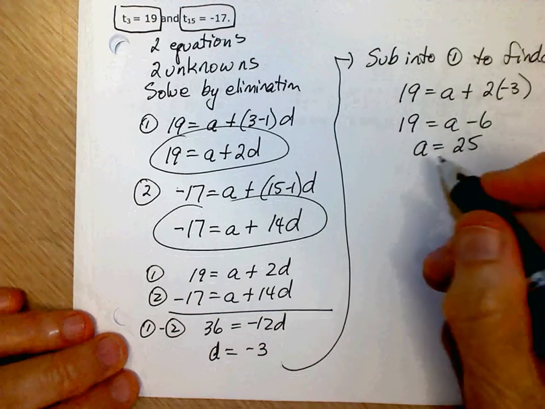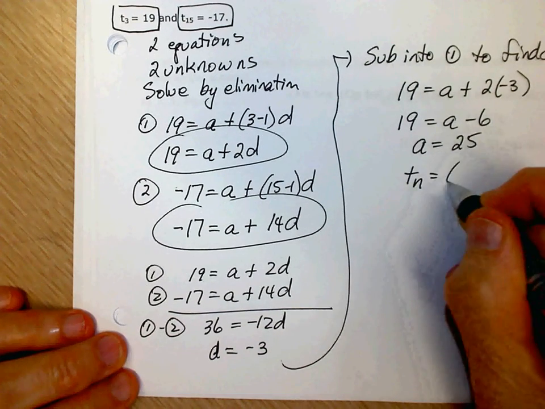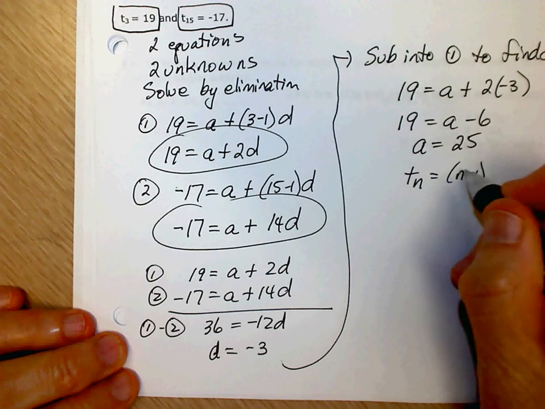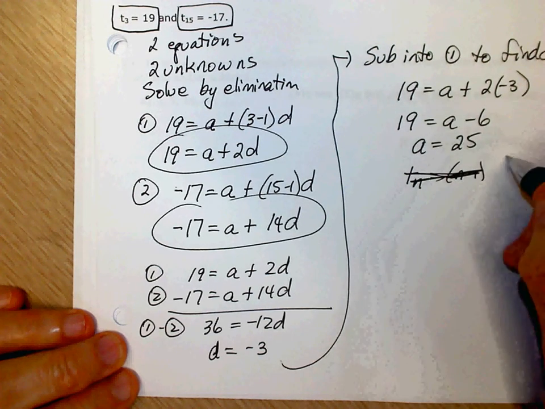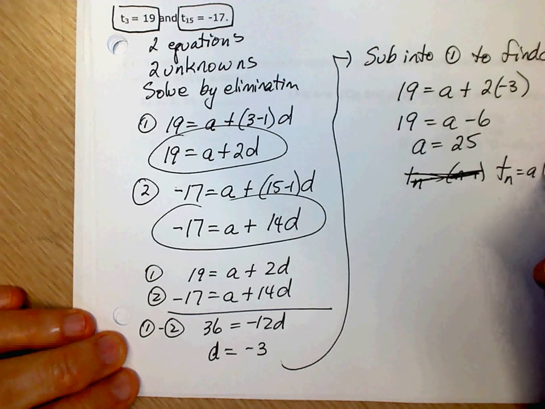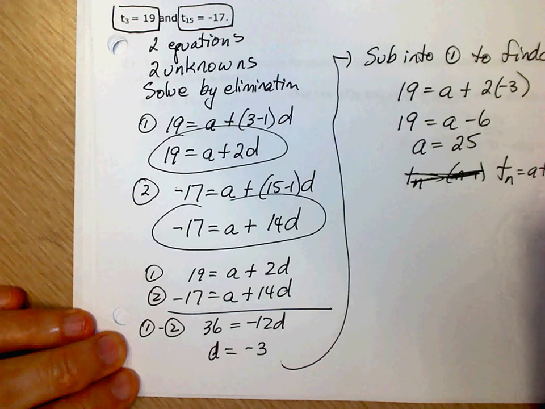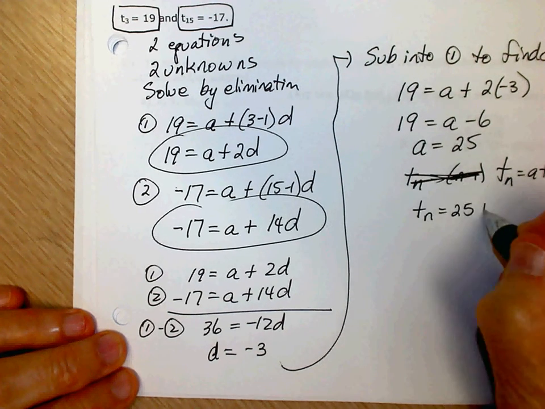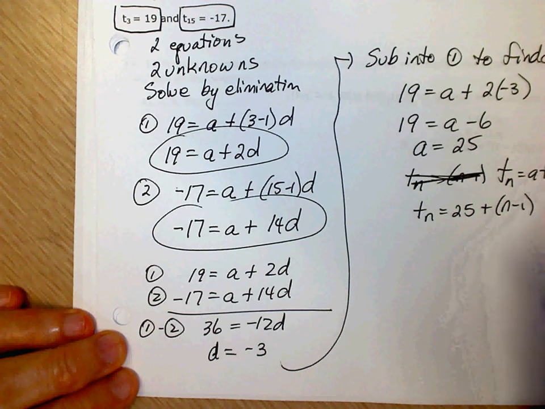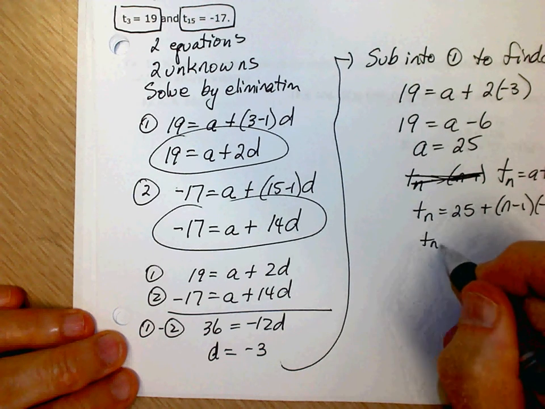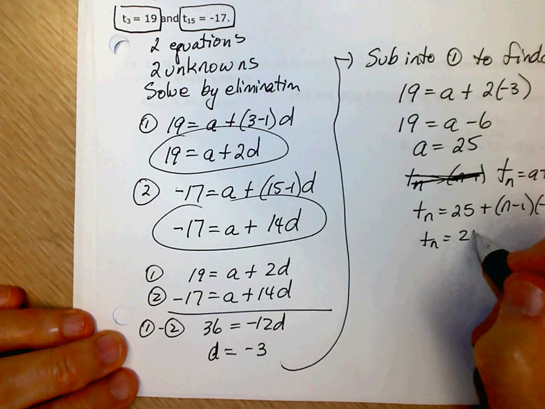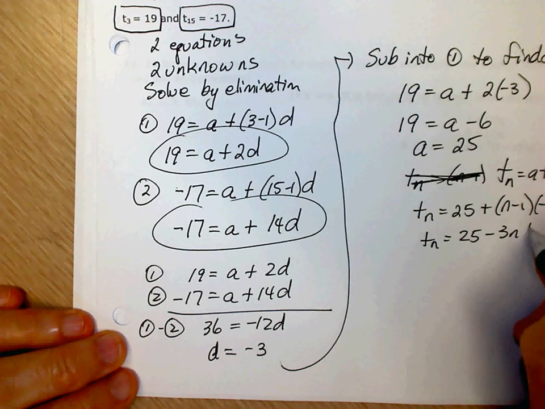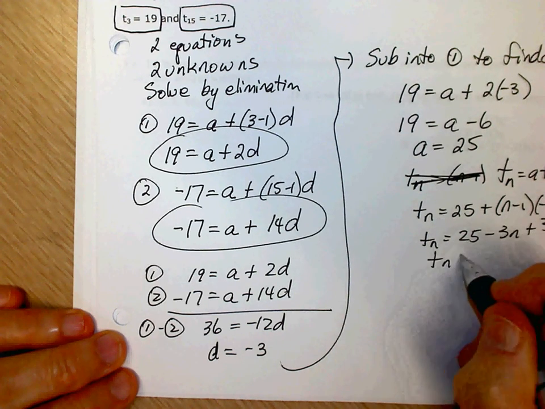So now we can do our formula. Tn equals n minus 1. Uh-oh, that's not right. Tn equals A plus n minus 1 times D. Tn equals 25 plus n minus 1 times negative 3. Tn equals 25 minus 3n plus 3. Tn equals 28 minus 3n.